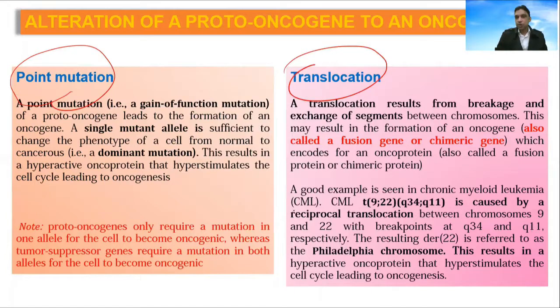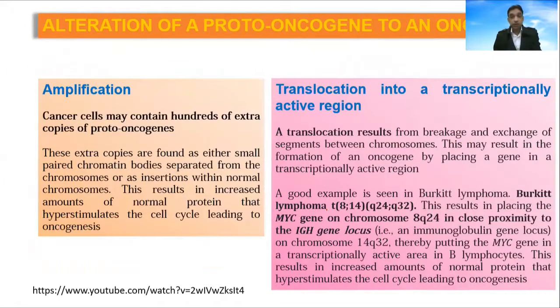I request you to please go and see the details of the translocation, where the two chromosomes get attached to each other, and the reason behind the Philadelphia chromosome. The Philadelphia chromosome causes a disease called CML, the very famous chronic myeloid leukemia. So please go into the details to see.